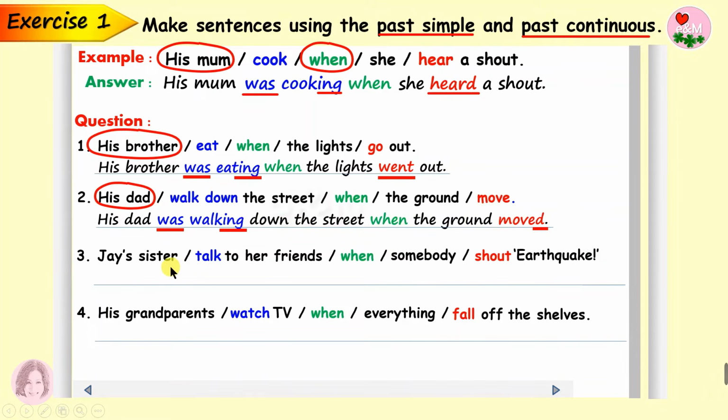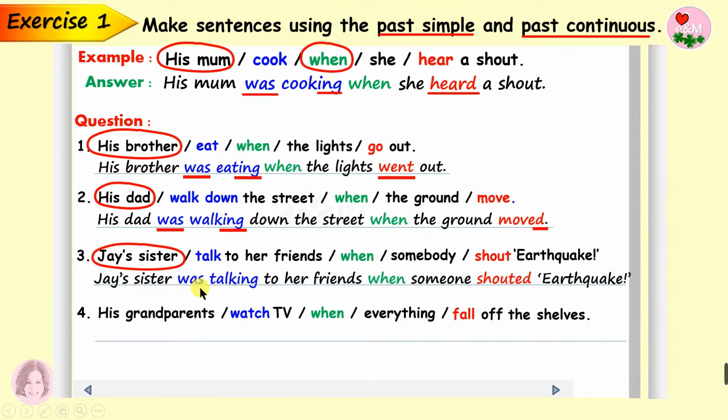Question 3. Jay's sister is a singular subject. So, Jay's sister was talking to her friends. We use was plus verb with ing. That is in past continuous. Something happened in the middle of the past continuous action. When someone shouted, earthquake. Shout becomes shouted. We just need to add ed to the infinitive to make it past simple.